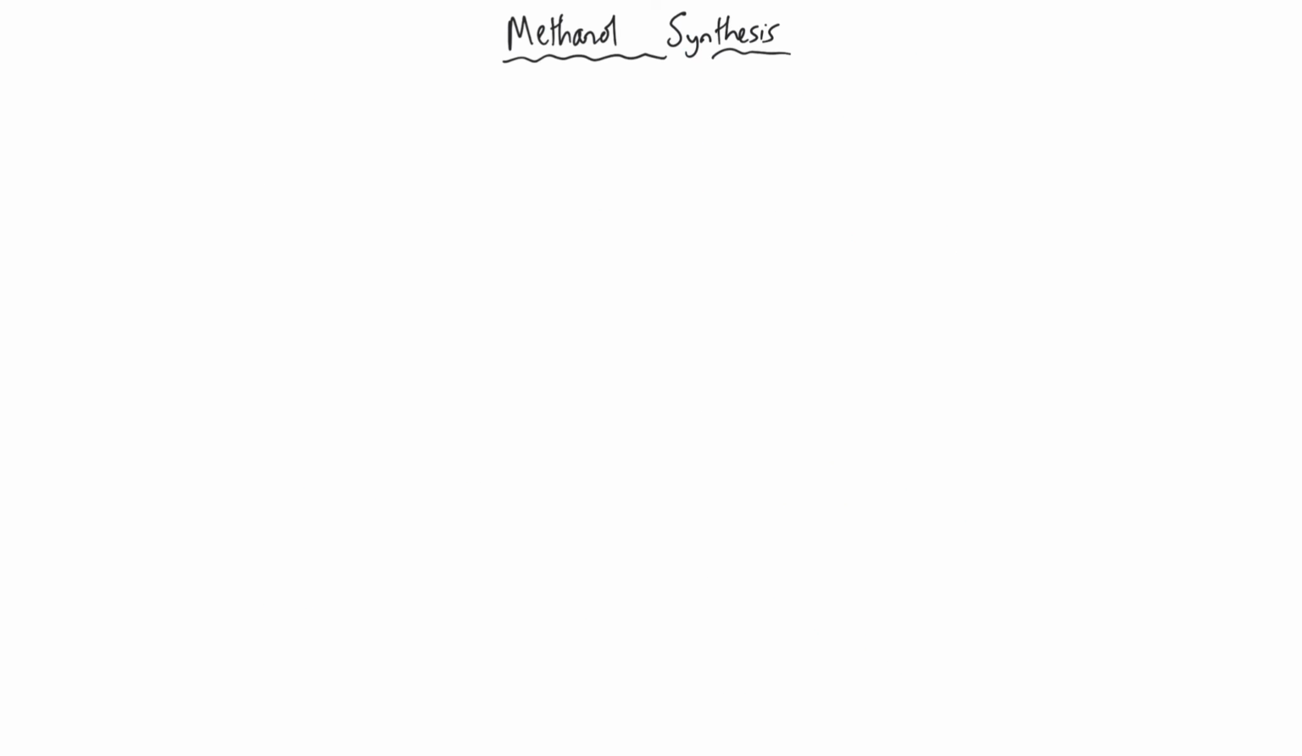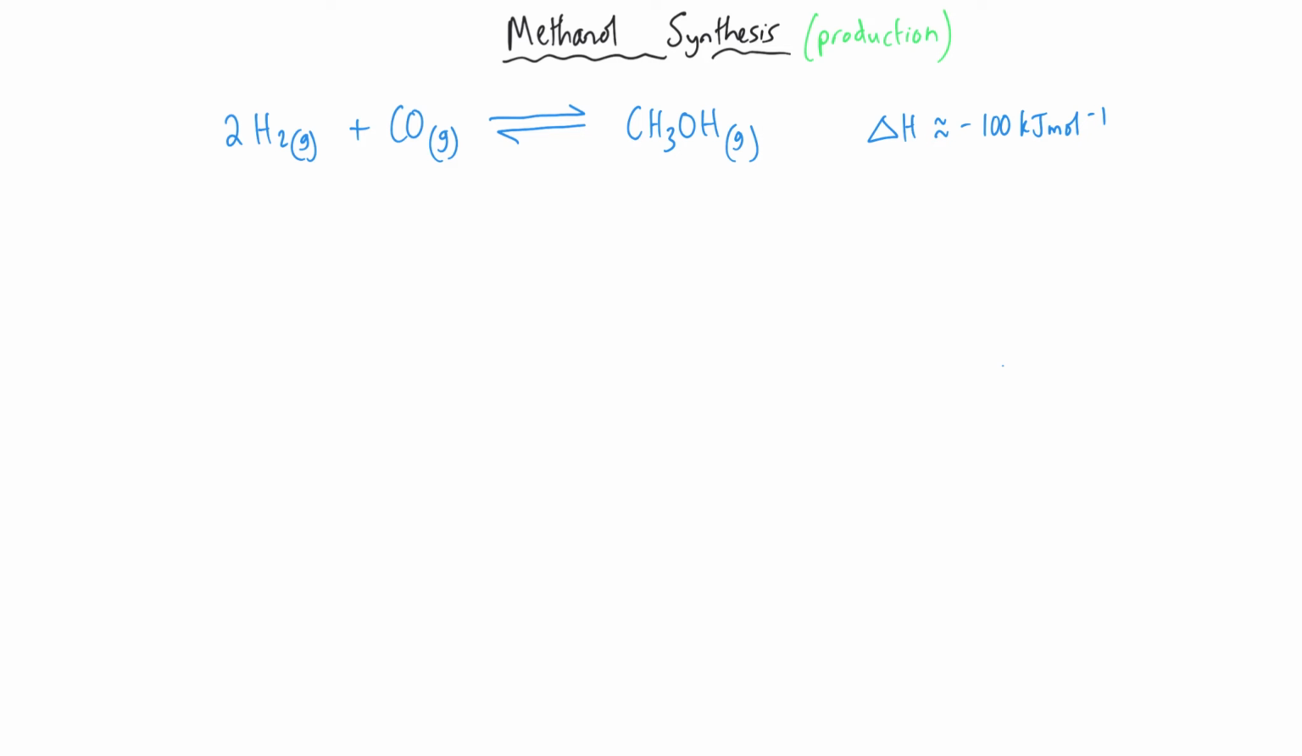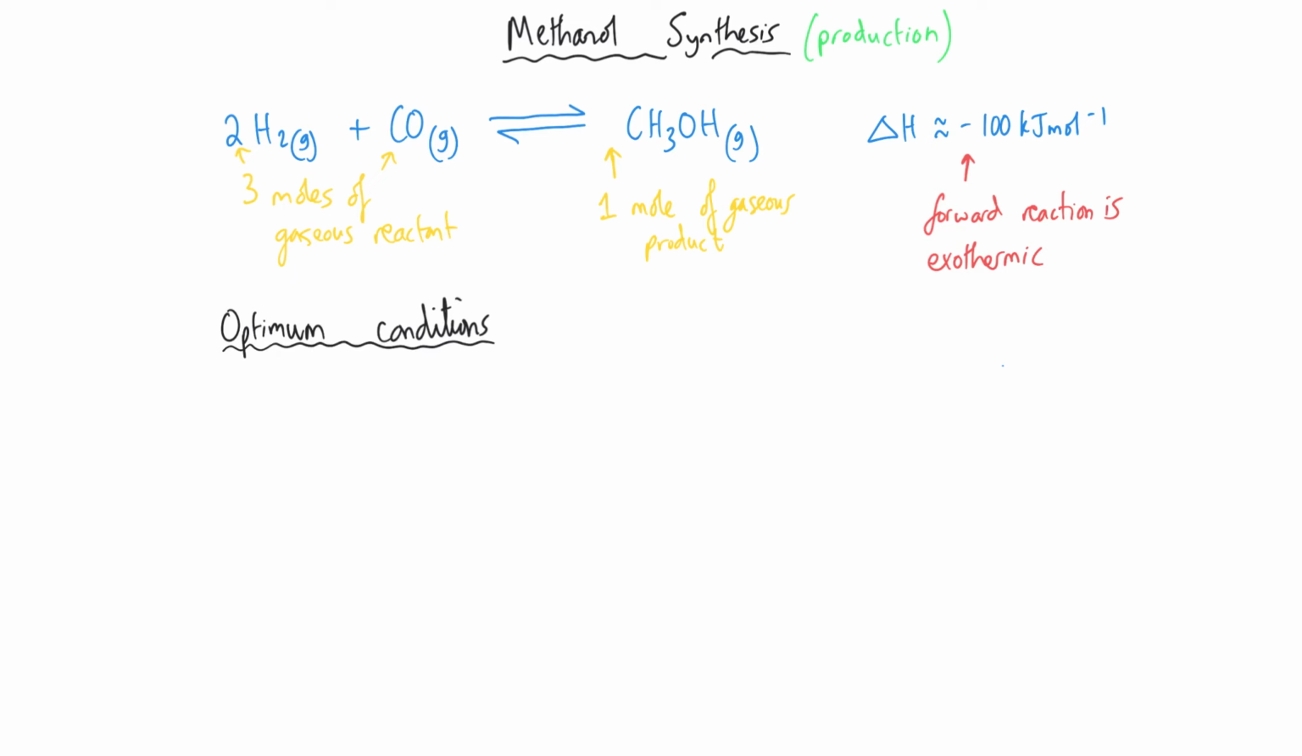The first industrial process we're going to look at is the synthesis or production of methanol from hydrogen gas and carbon monoxide. And so this reaction, as you can see from the equation here, involves 3 molecules of gas turning into 1 molecule of gas, and the forward reaction is exothermic. And so we can use our knowledge of Le Chatelier to work out what the optimum conditions would be to maximise the yield of methanol.